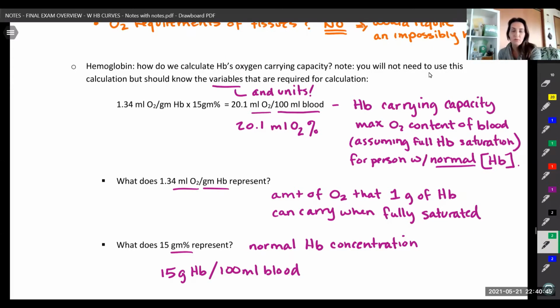I noted, however, we're assuming when we do this calculation that hemoglobin is fully saturated, that each one of the heme group irons in a hemoglobin molecule is carrying an oxygen molecule. And we're also assuming in this particular calculation, to get the 20.1 milliliters of oxygen percent, that the person has a normal hemoglobin concentration. Right? And that will give us our normal hemoglobin oxygen carrying capacity. Pay attention to the units here for that oxygen content: milliliters of oxygen per 100 milliliters of blood, or percent.